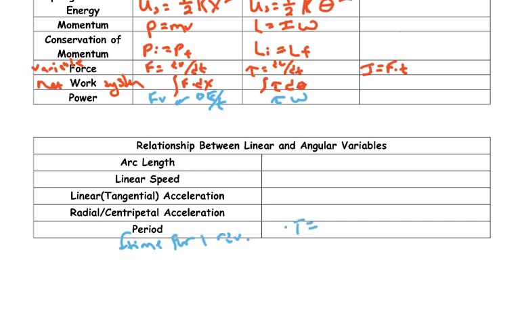And we have an equation for it: 2πr over the linear velocity, or 2π over the angular velocity. Okay, so those are two ways to find the period.